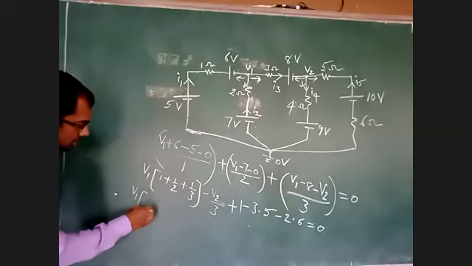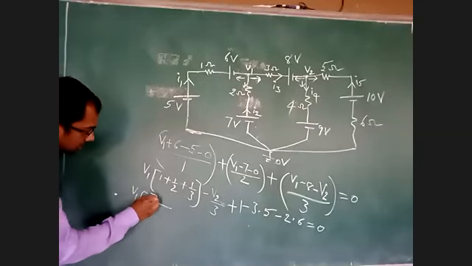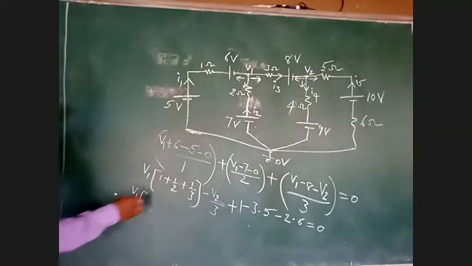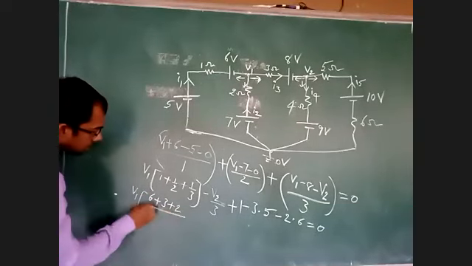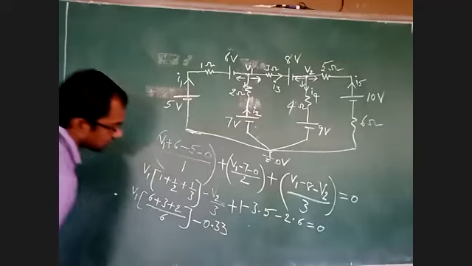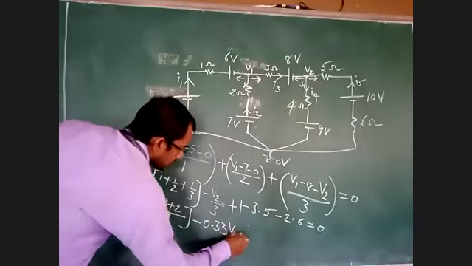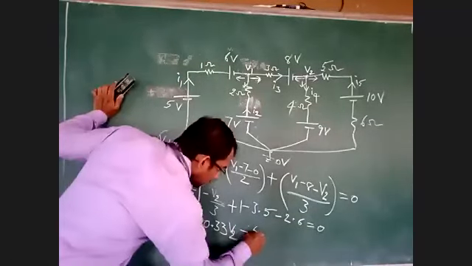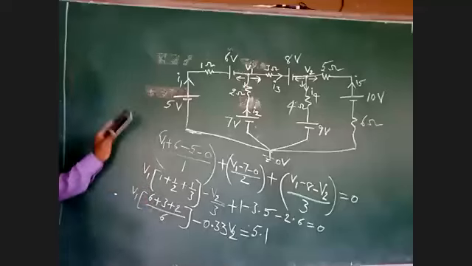You can simplify this also. V1 times (6 plus 3 plus 2) divided by 6, minus 1 by 3 means 0.33 V2, minus, what is this value? 5.1, is equal to 5.1. Even this can be converted into decimal. Let it be equation 1.